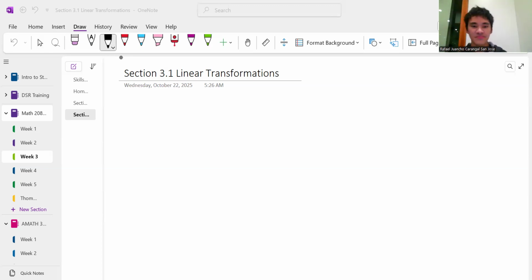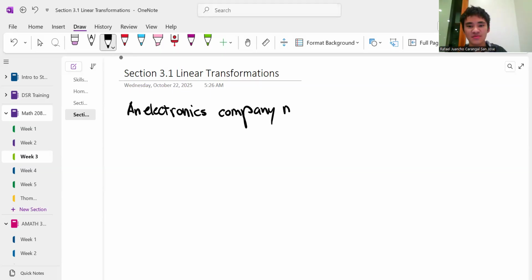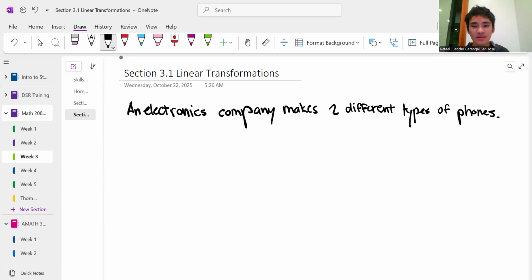So say we have an electronics company. Here I'm giving a scenario, and this electronics company makes two different types of smartphones, mainly the J8 and the J8 Plus. Those are the two different kinds of phones that they're making.